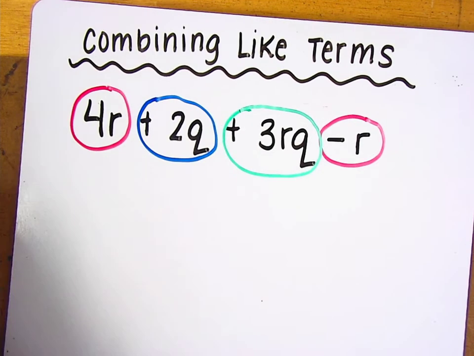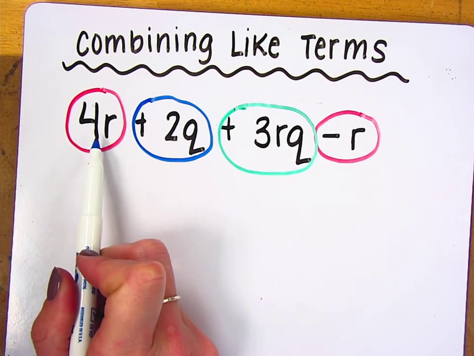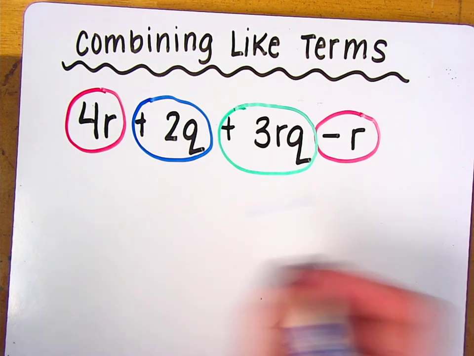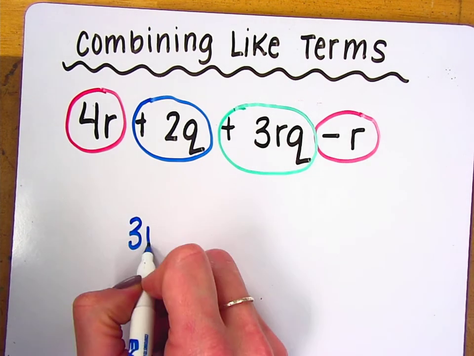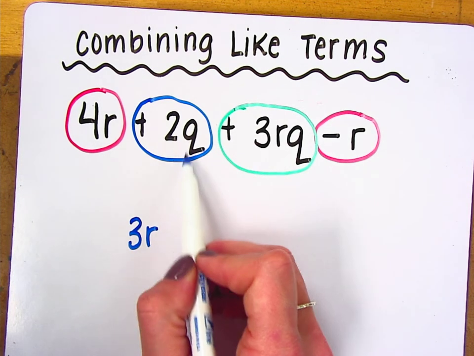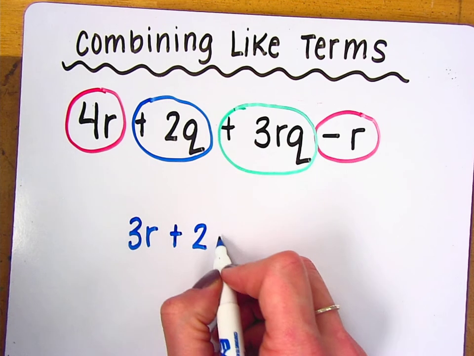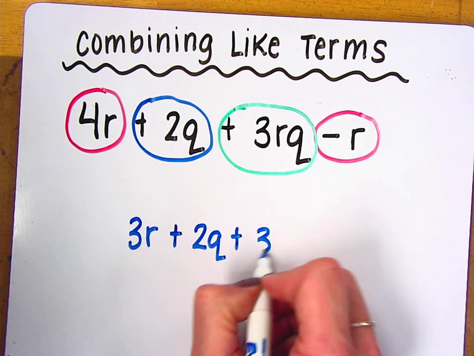To simplify this expression, we're going to combine those things we can group together. So 4r minus r, or minus 1r, leaves us with 3r. And because I cannot combine 2q or 3rq with anything else, I'm just simply going to write that into my simplified expression.